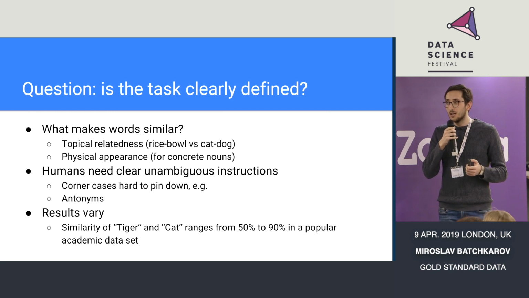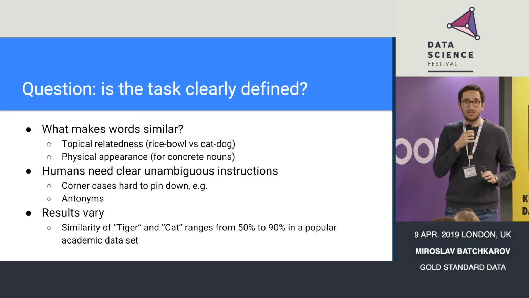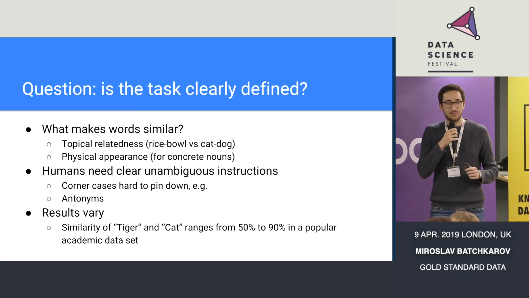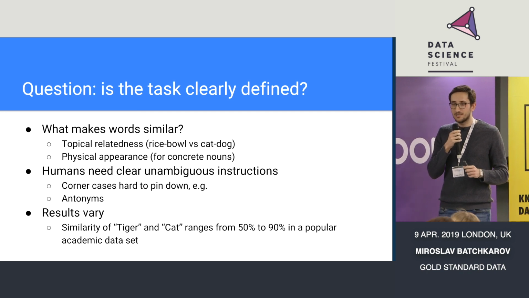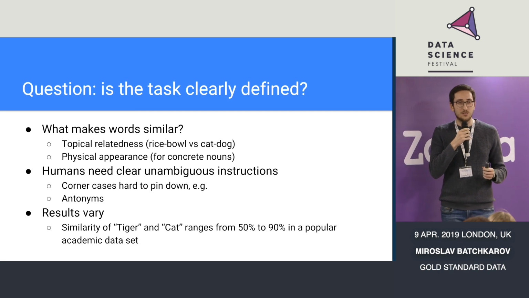And so on. But in order to get people to give you this concept of similarity and basically assign a number given a pair of words, you need to explain to them exactly what it is that you're asking. And if you try to do that, you very quickly find out that there's a million corner cases that you haven't thought about. Stuff like antonyms, words with supposedly opposite meaning, like big and small. Is that similar or is it not?